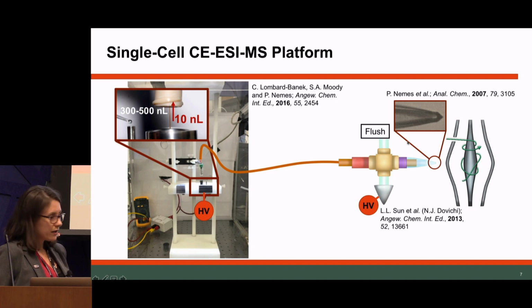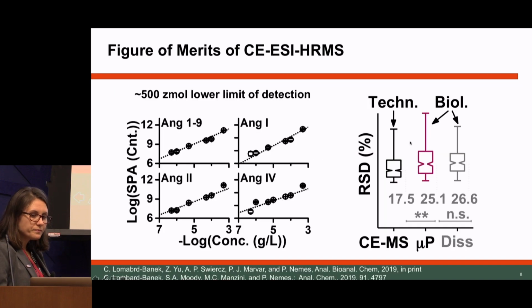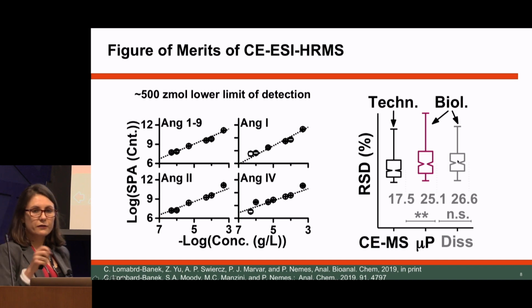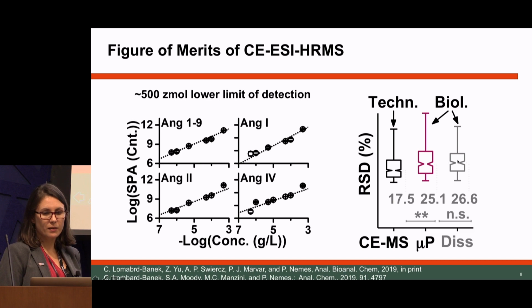So we characterize our system very carefully. Using a series of angiotensin peptides, we demonstrated that we are at hundreds of attomole lower limit of detection, as shown here. And then our reproducibility: if I measure my digest multiple times, I get about 18% reproducibility, and for the biological reproducibility, so the same cell type sampled across different embryos, I get about 25% reproducibility.